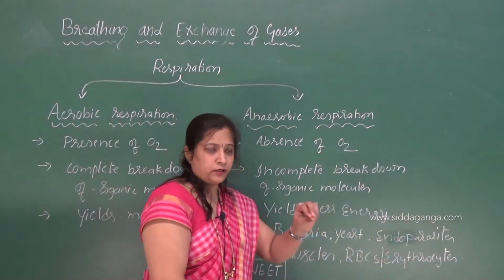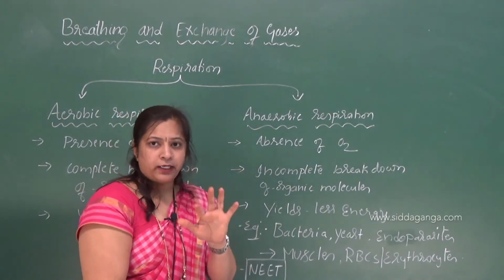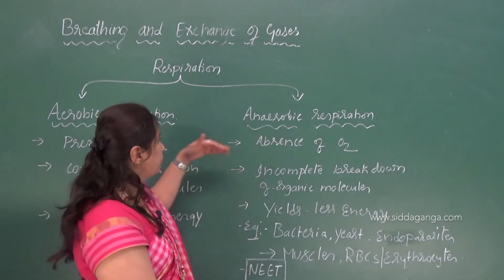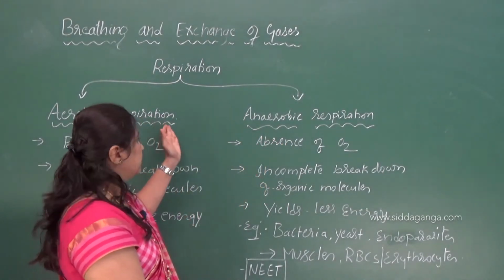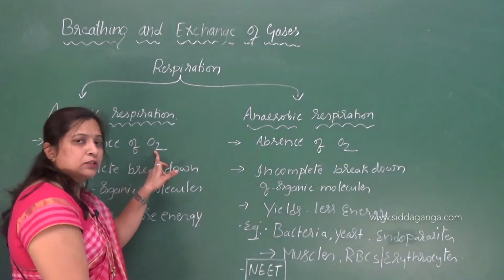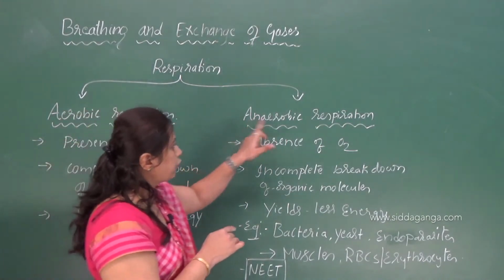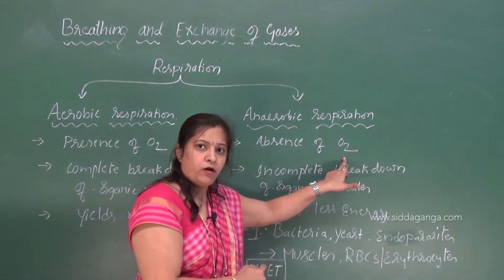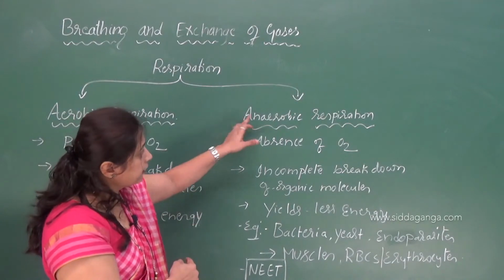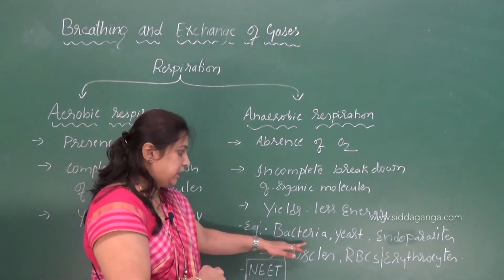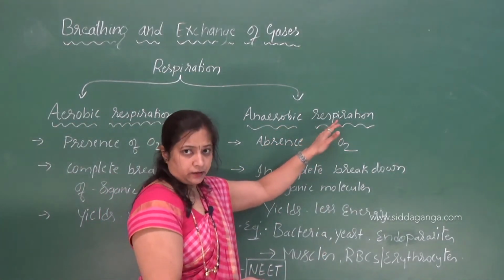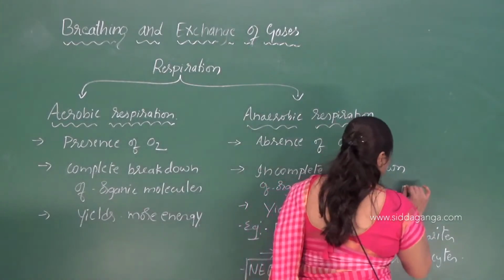Understood? These are the two types of respiration based on whether molecular oxygen is used or not: aerobic and anaerobic. Aerobic respiration occurs in presence of oxygen, whereas anaerobic respiration occurs in the absence of oxygen. Aerobic respiration is shown by most organisms, whereas anaerobic respiration is shown in bacteria and yeast. In microorganisms, anaerobic respiration is also called as what? Fermentation.